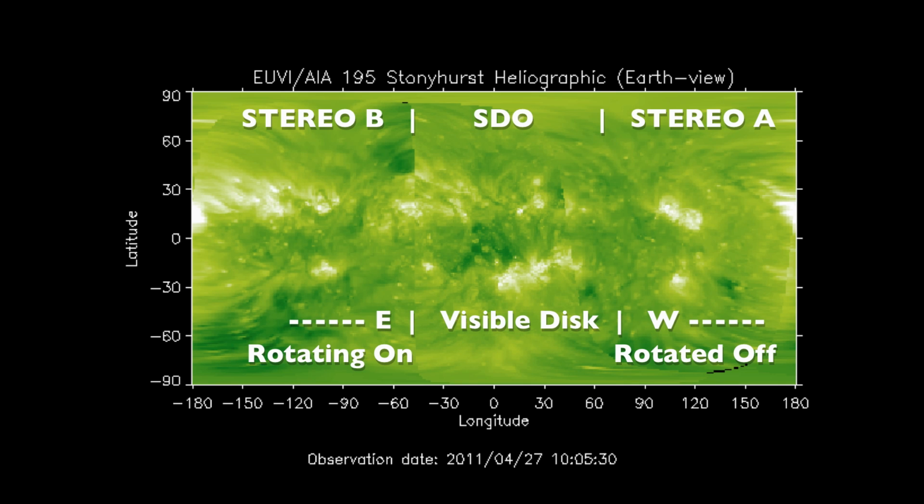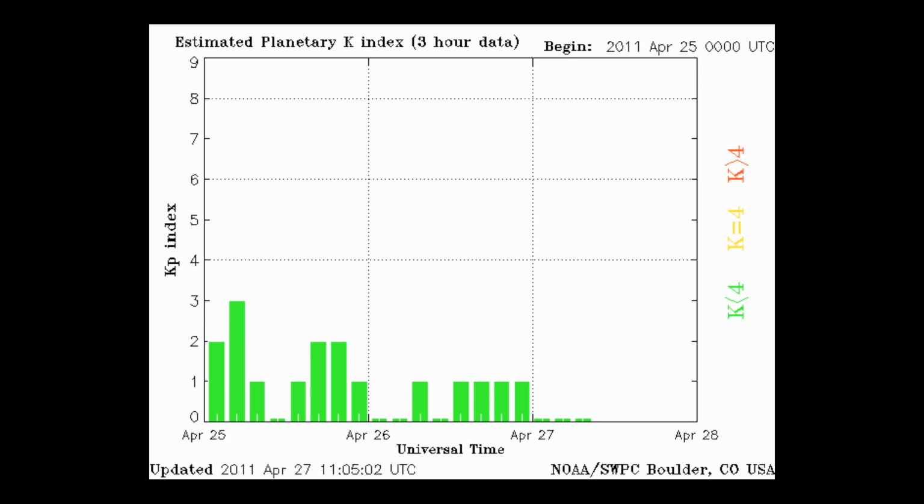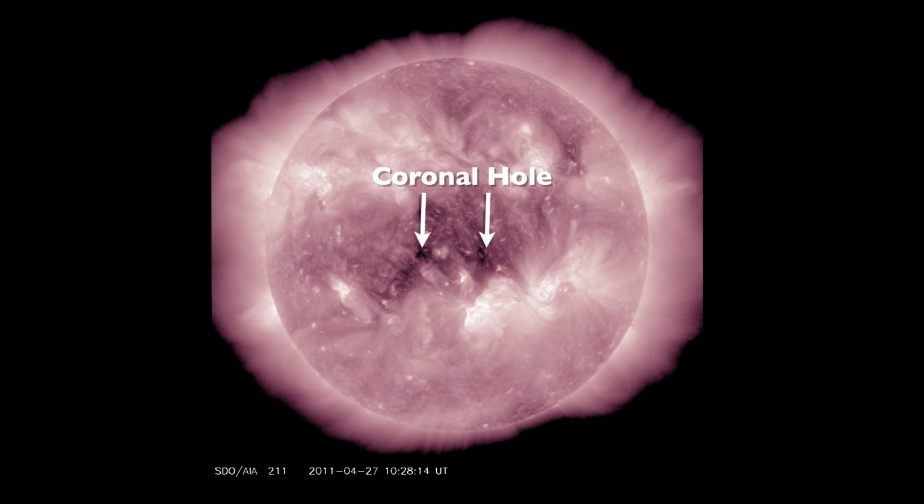Now looking at the entire disk in the corona, we can see that there is a bright region that's now rotating onto the visible disk associated with some of the activity we saw this morning. Auroral activity is remaining low. The KP index is around 0. There's still a coronal hole. We now expect to see the effects of the coronal hole, the high-speed solar wind stream, impacting the Earth probably this weekend. So those who are watching for aurora at higher latitudes, keep your eyes out around April 30th.